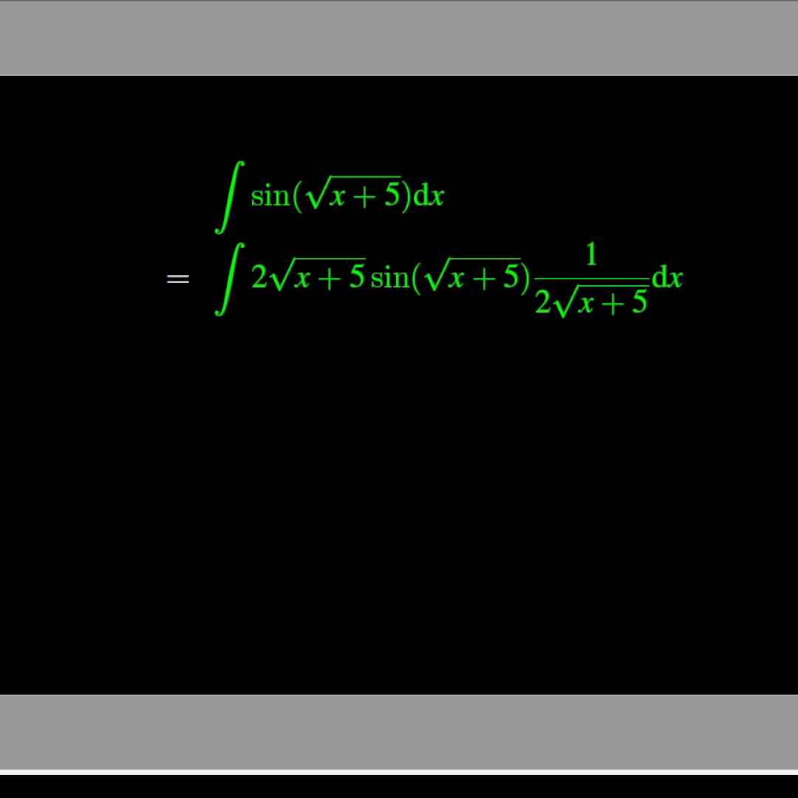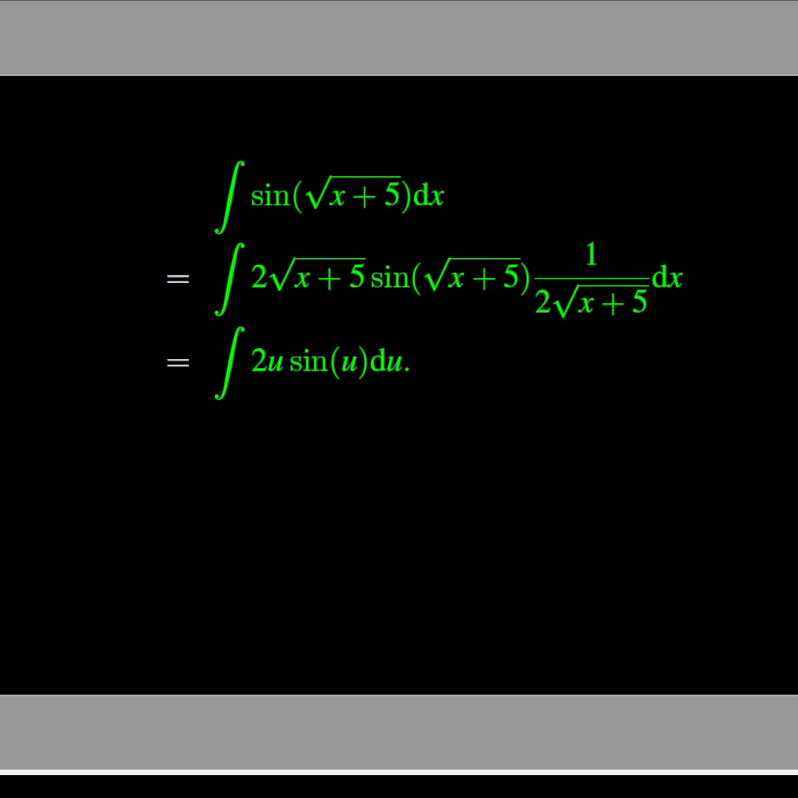We can clearly see u and du in the expression of the integral. So, we replace square root of x plus 5 by u, and the fraction 1 over 2 times square root of x plus 5 by du. We then obtain the new expression of this integral as the integral of 2u times sine of u du.